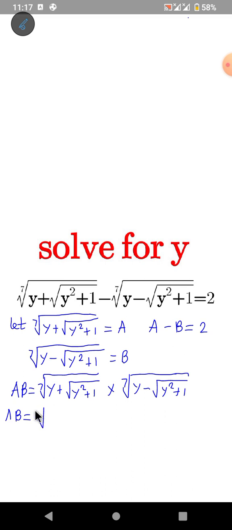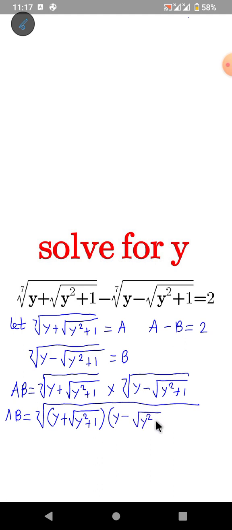So we say the seventh root, then open a bracket, y plus the square root of y squared plus 1, close our bracket, then open another bracket for this: y minus the square root of y squared plus 1, and close our bracket. Now we say ab will be equal to the seventh root again.